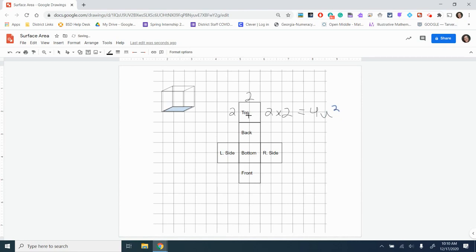And we have how many squares that are congruent? Well, 1, 2, 3, 4, 5, 6. So we have 4 square units times 6 faces, and 6 times 4 is 24. So we have a total surface area of 24 square units.